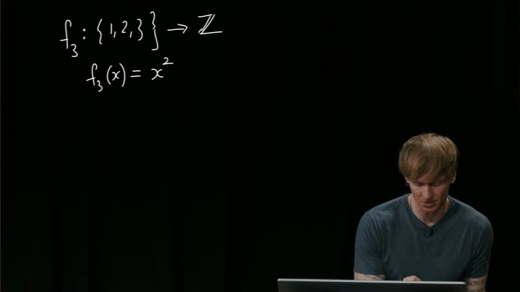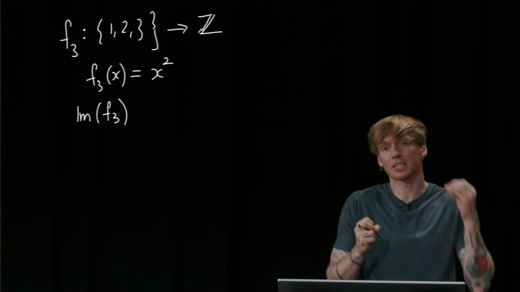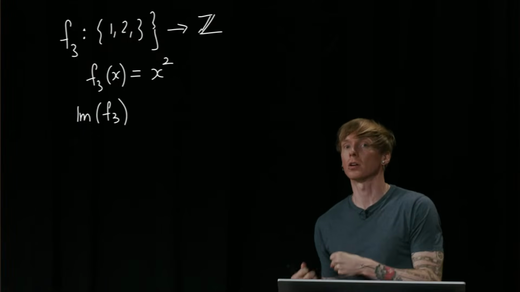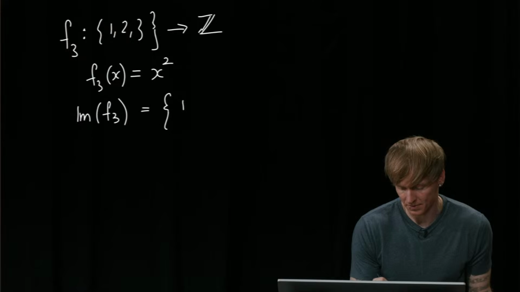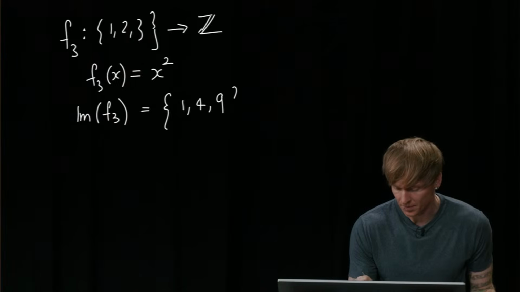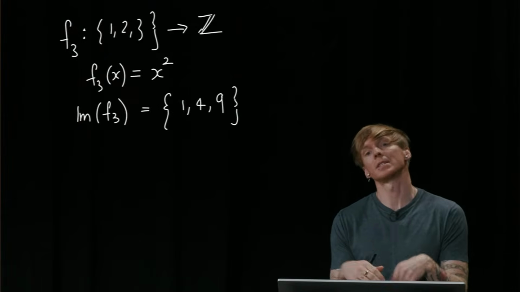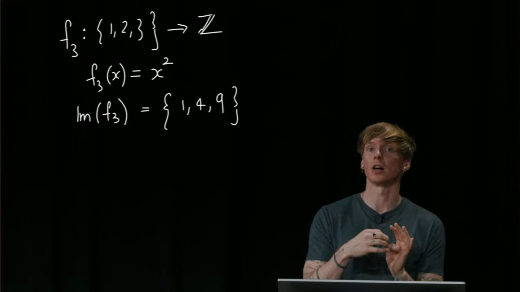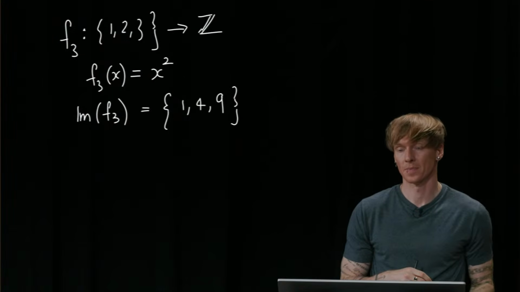However, in this situation, the image of f3, again, those explicit values that come out of the function, is in fact going to be the same as we had before. So 1 times 1 still gives you 1, 2 squared gives you 4, and 3 squared gives you 9. So this is the image, which is a subset, a smaller part of the codomain, where the codomain is all of the integers.